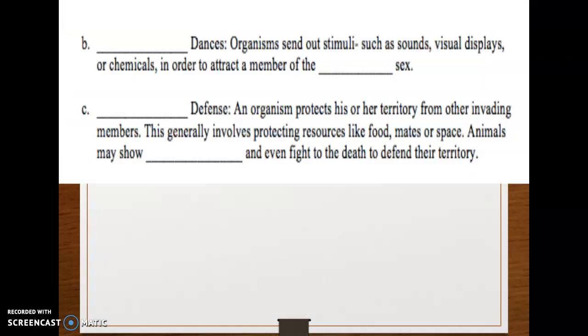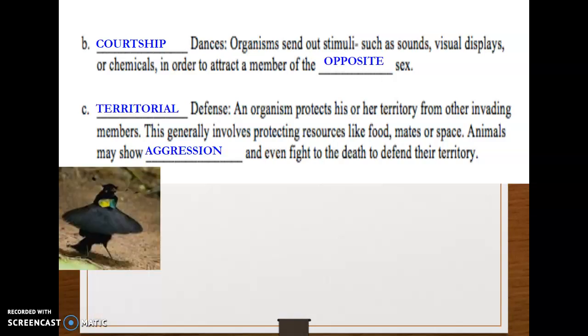One way that we have also learned social behavior is called courtship dances. Not prom, it can be prom, but in most cases you'll see this with birds and other organisms where they send out sounds or visual displays or chemicals to attract a member of the opposite sex. You see this bird right here doing a courtship dance to attract the female bird.